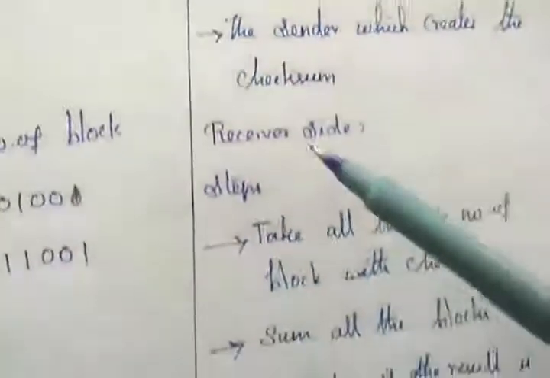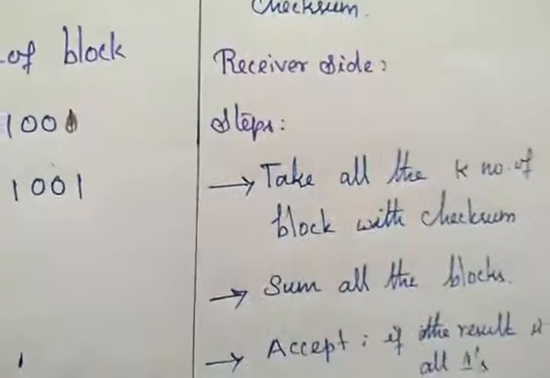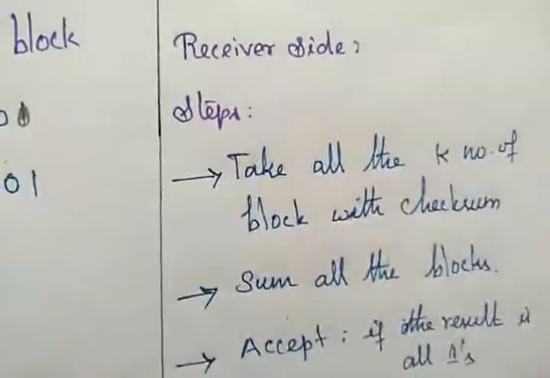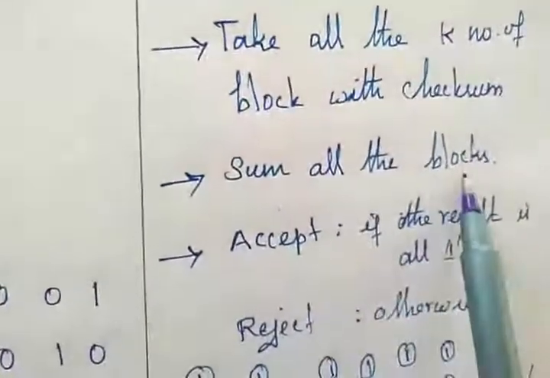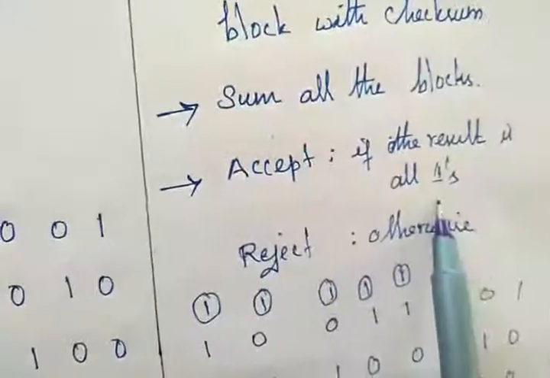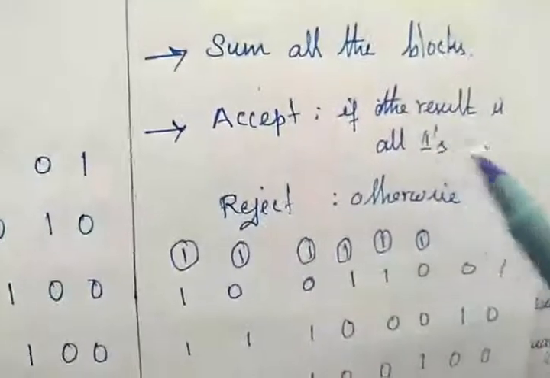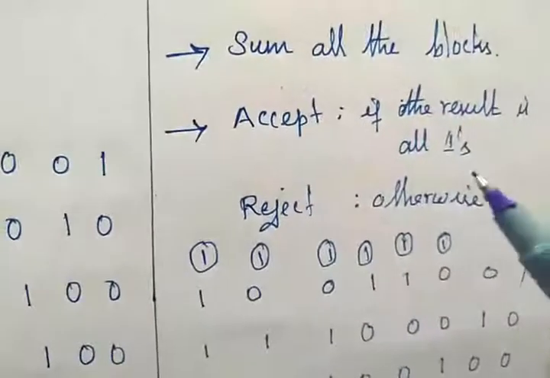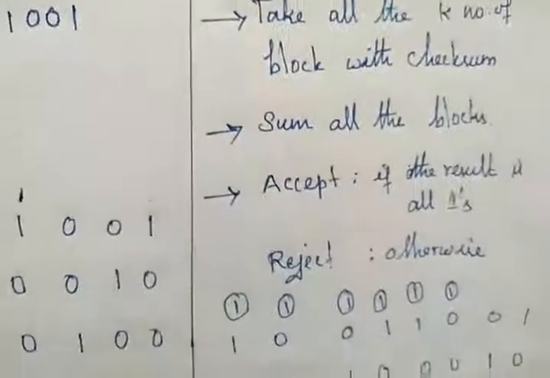Next, the receiver side should validate the checksum. So what are the steps to follow? The first step is to take all k blocks along with the checksum and sum all the blocks. Third, the result should be all ones, otherwise reject. If it contains a 0, the receiver should reject it. You will understand this while solving the problem example.